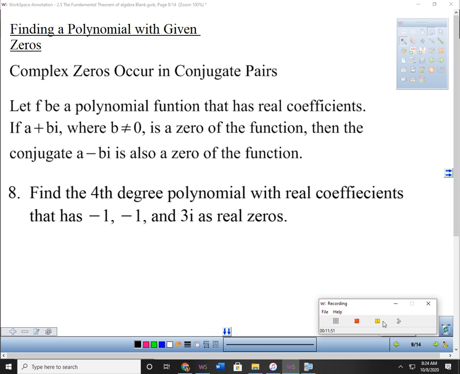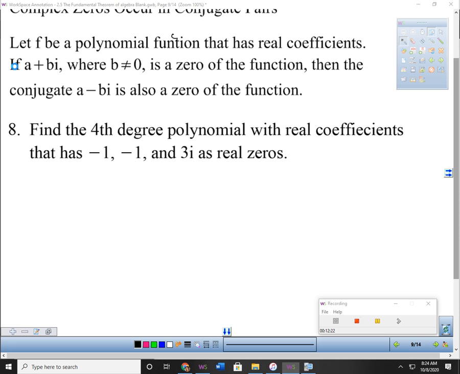So we're going to find a polynomial when they give us the zeros. So remember that complex zeros occur in conjugate pairs. So in other words, if 3 plus 4i is an answer, then 3 minus 4i is an answer as well. So if they only give you one of these, then you know that the other one is also an answer. Is everyone with me here? So we're going to let f be a polynomial function that has real coefficients, where if a plus bi, where b is not 0, is a 0 of the function, then a minus bi is also a 0. So it says find the 4th degree polynomial.